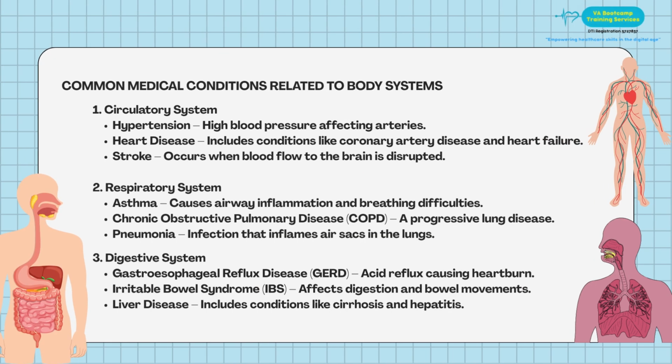Different body systems are associated with specific medical conditions. Here's a breakdown. 1. Circulatory system. Hypertension, high blood pressure affecting arteries. Heart disease includes conditions like coronary artery disease and heart failure. Stroke occurs when blood flow to the brain is disrupted. 2. Respiratory system. Asthma causes airway inflammation and breathing difficulties.